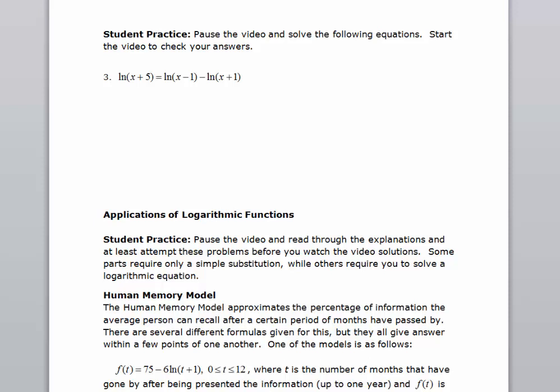Okay, I'd like you to start this video by doing a practice problem. So pause the video, solve this logarithmic equation right here, and then start the video up again and check your work.